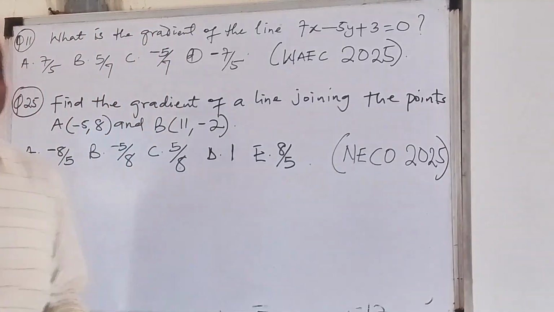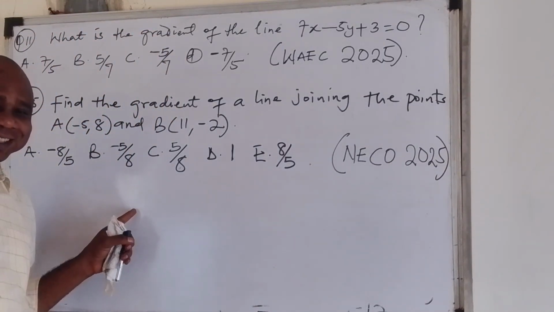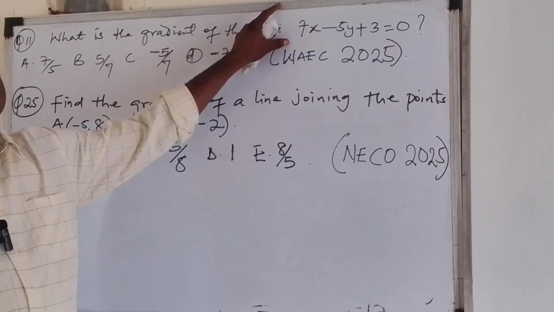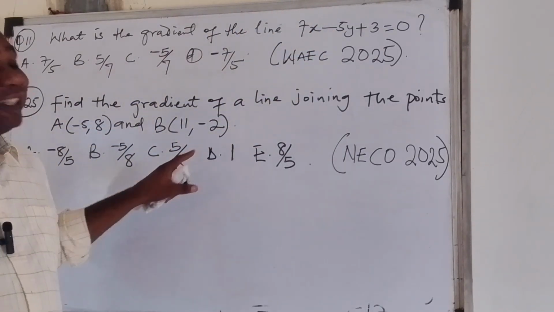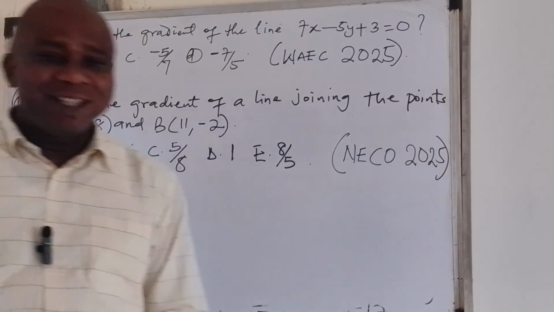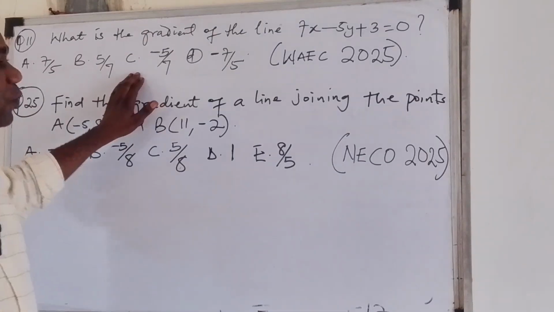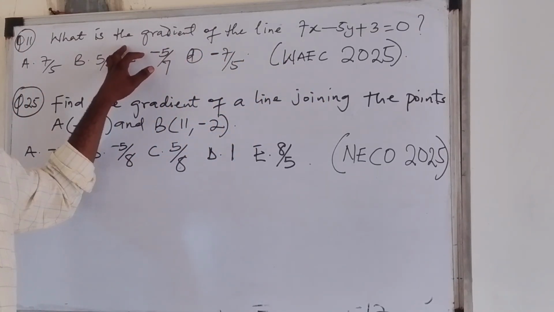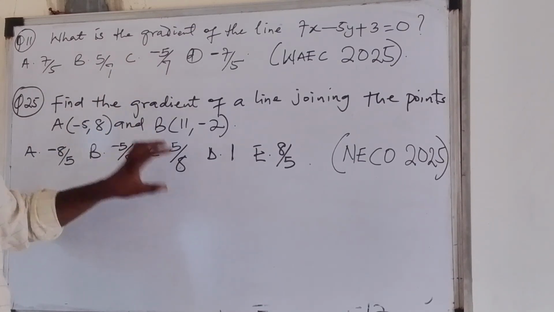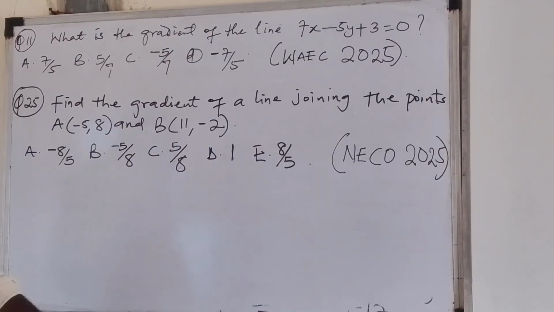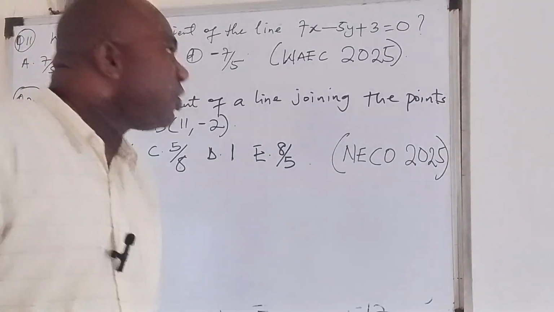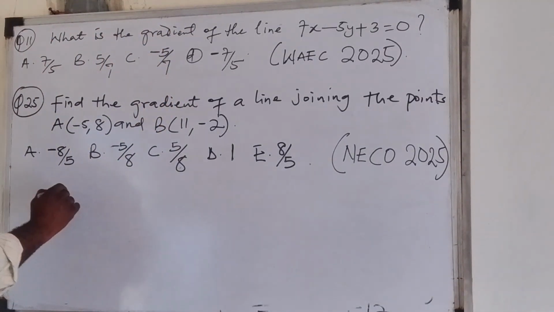Today, we are going to be looking at some questions on gradients. That is, gradient from the equation of a line, and gradient when given 2 points. The first question here is WAEC 2025, one of the questions in the recently completed WAEC Mathematics 2025, while the second one is one of the NECO 2025 questions as well. Now, let's look at the first one. Solution.